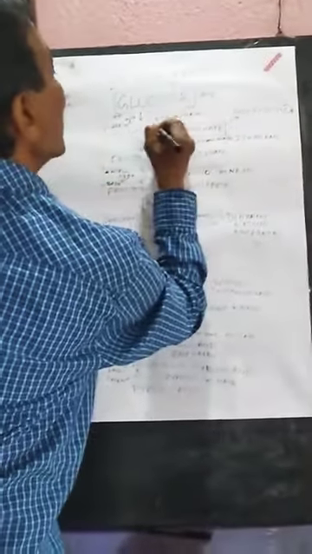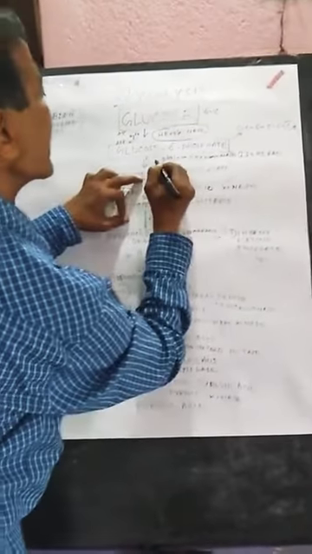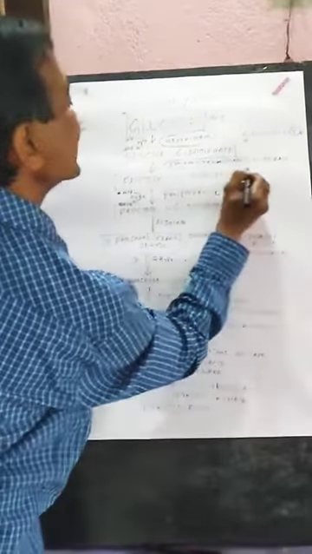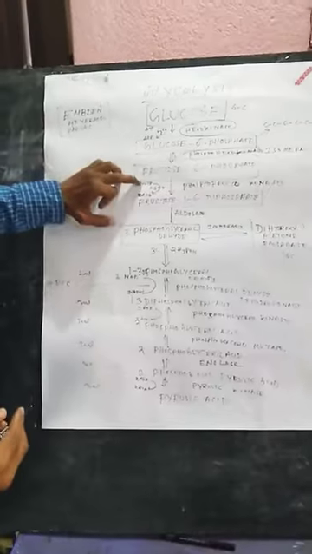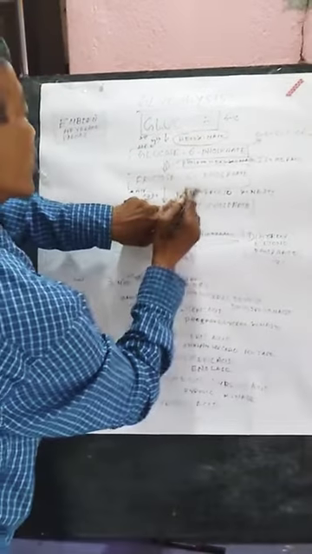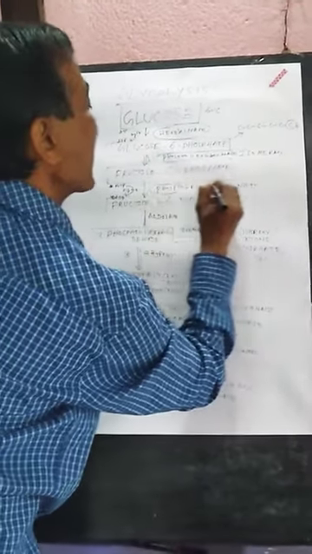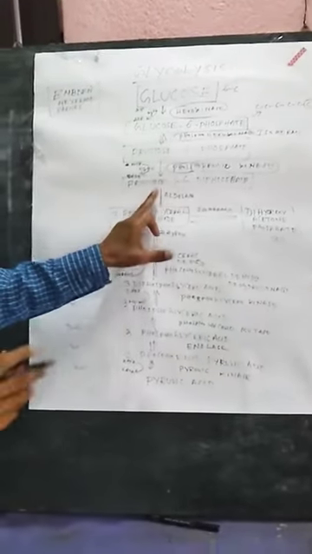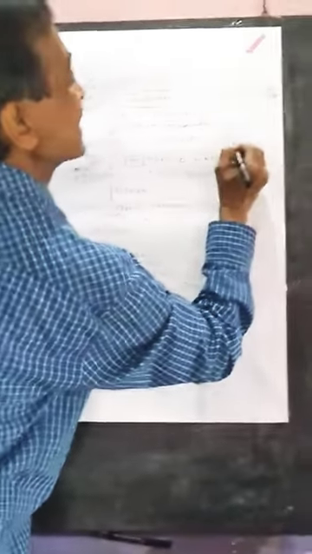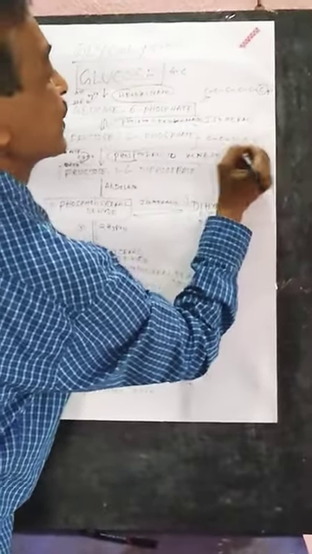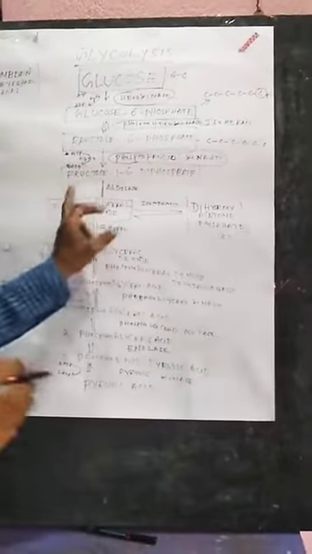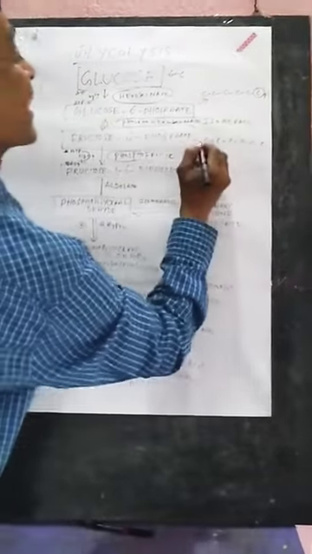phosphohexoisomerase. So the first enzyme is hexokinase. Here the second step enzyme is phosphohexoisomerase. Then the third enzyme is phosphofructokinase. So fructose 6-phosphate to fructose 1,6-diphosphate. Fructose 6 C, 1, 2, 3, 4, 5, 6. So fructose 1,6-diphosphate, here phosphate, here phosphate.